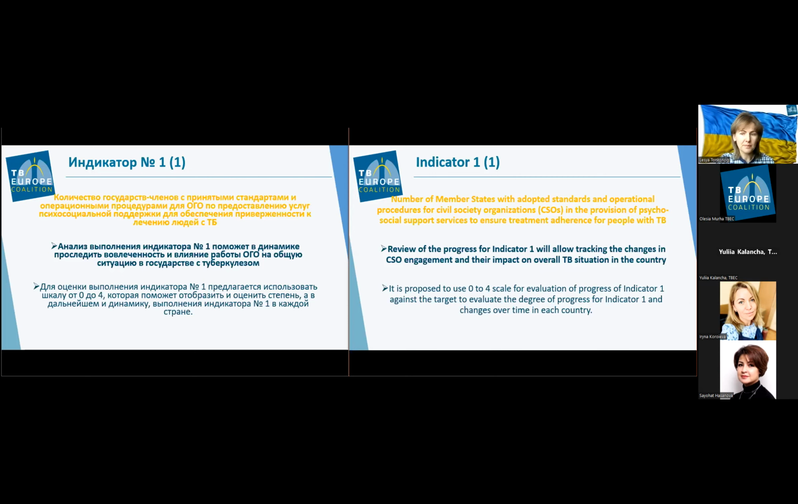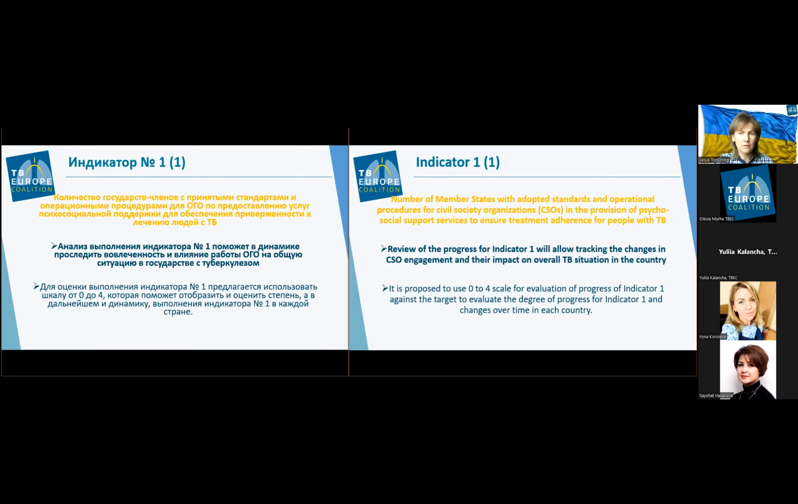The floor is yours. Okay, let's proceed with indicator number 1. And this is the following: number of member states with adopted standards and operational procedures for civil society organizations in the provision of psychosocial support services to ensure treatment adherence for people with TB.